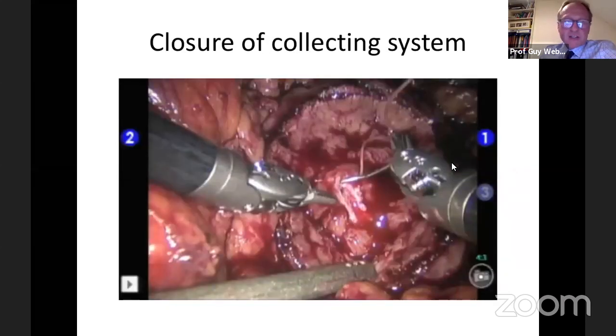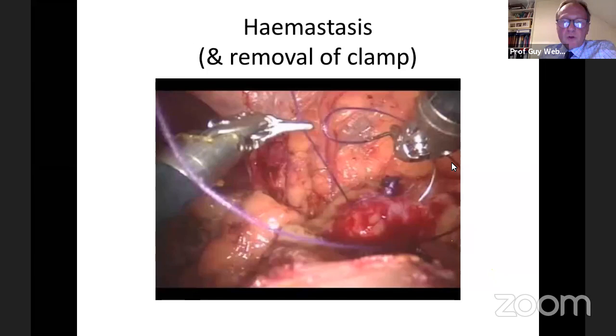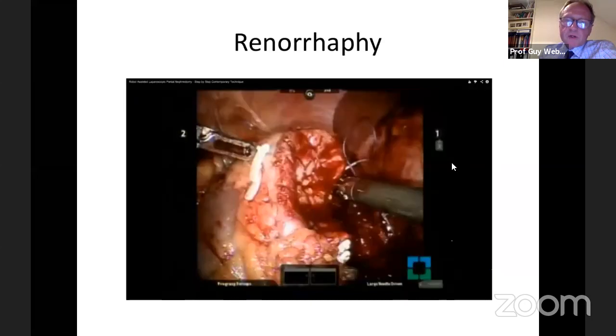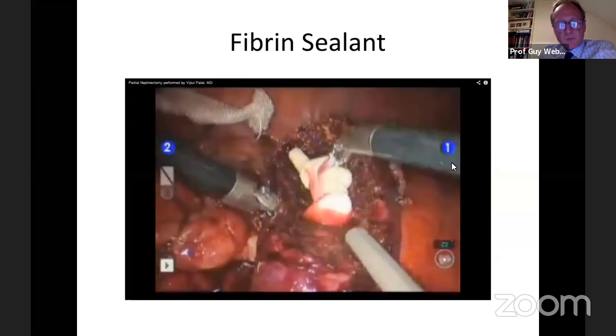Then close the collecting system here if it's opened first of all, followed by the hemostatic suturing, perhaps having taken the clamp off to reduce the ischemic time. Then close the defect from cortex to cortex using this sliding clip technique with these Hem-o-lok clips on the sutures, and use procoagulants. Bolsters are not really used now, but FloSeal or Tachosil tends to be used.